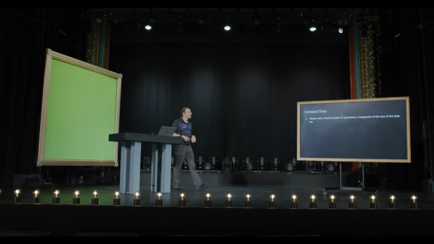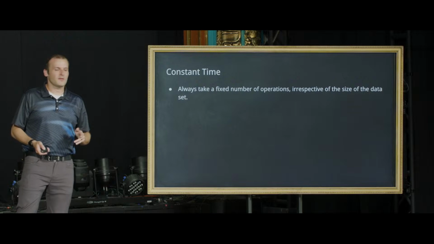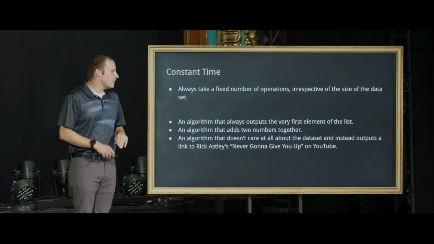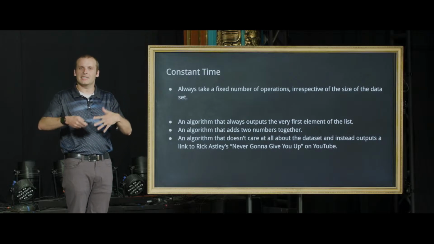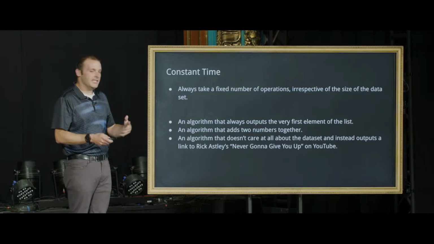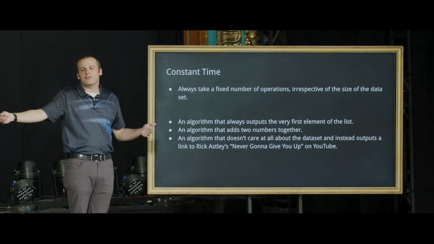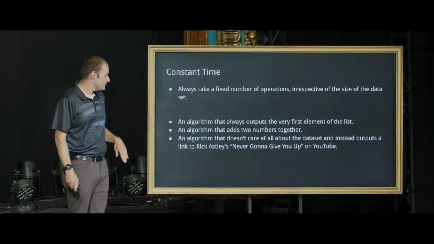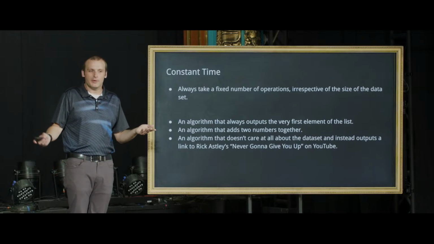So real quick again, just this idea of constant time algorithms. They will always take a fixed number of operations regardless of the size of your data set. So for example, an algorithm that always outputs the first element of a list. Typically, we refer to lists by their first item. It's the easiest thing to get a hold of. So it doesn't matter how big the list is, if you're always just saying what's the first element, that's a constant time operation.